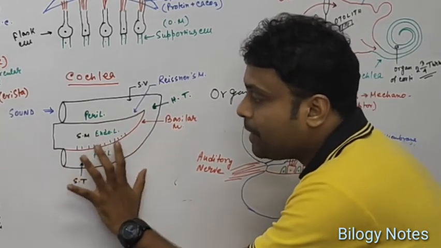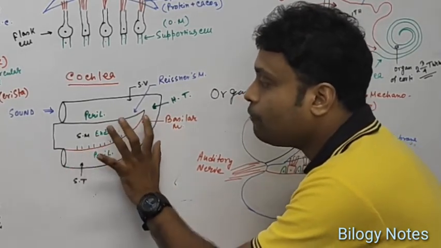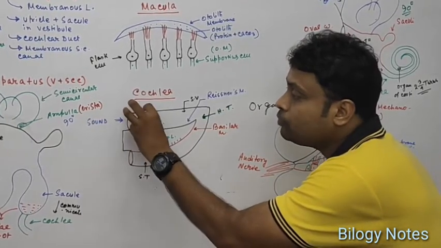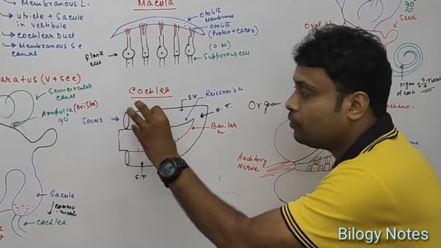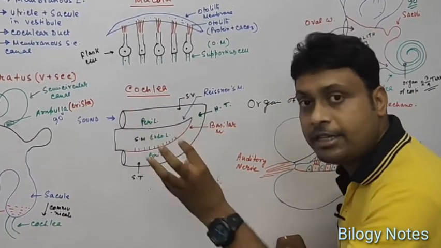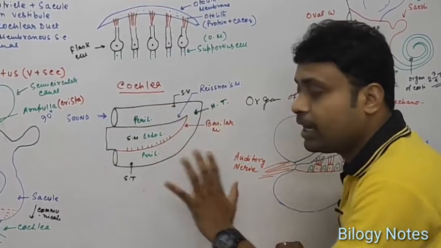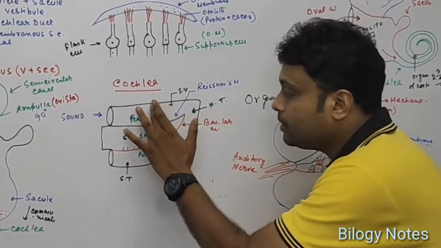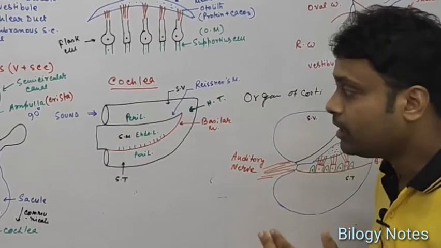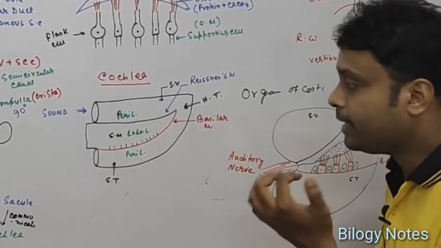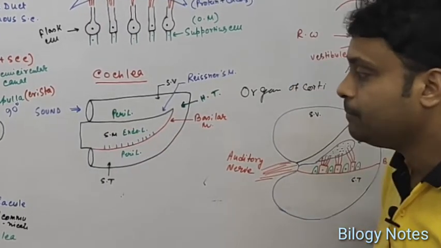Actually, the organ of Corti is present on the basilar membrane. When the sound wave moves through the oval window, from the vestibule, it causes vibration of the fluid. You know that the perilymph and the endolymph are the fluids: the perilymph is present in the scala vestibuli and the scala tympani, and the endolymph is present in the scala media.